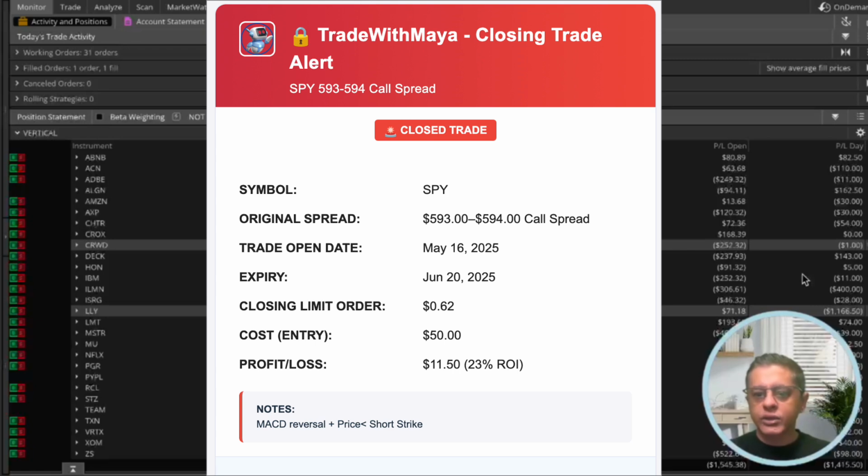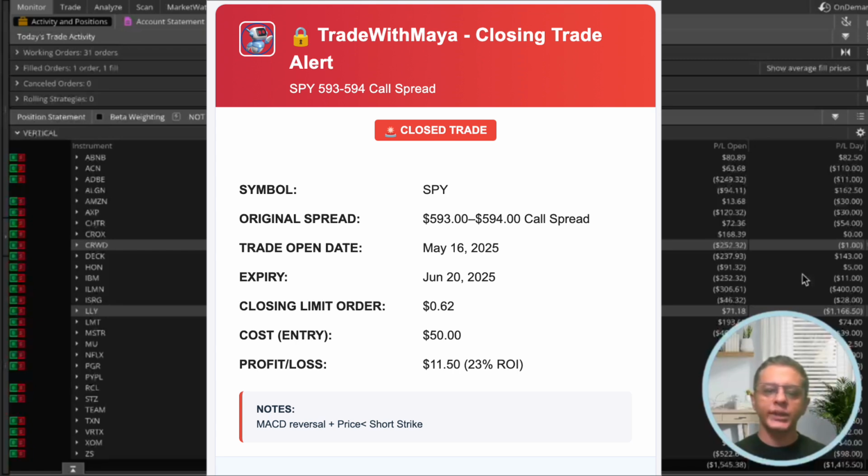If you look at the notes, it's actually telling you which rule got triggered, causing it to get out of the trade. In that trade management video, I explained clearly that a MACD reversal plus the price of the stock being less than your short strike is when Maya gets out. So in this case, that is the rule that got triggered, and Maya got out early. Do note that Maya is thinking that this trend for SPY is changing, so it needs to get out before this winning trade becomes a loser.